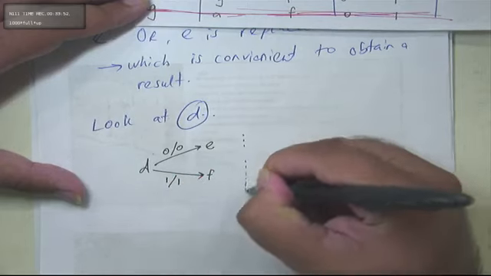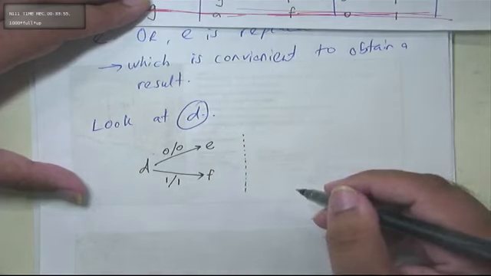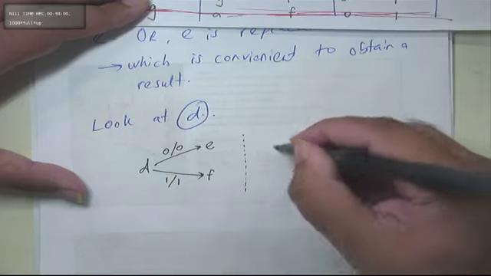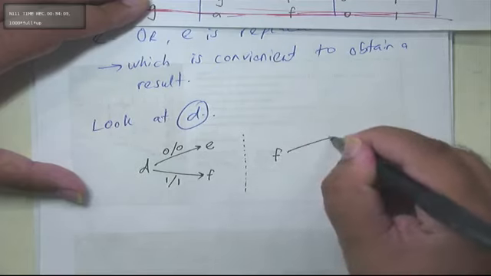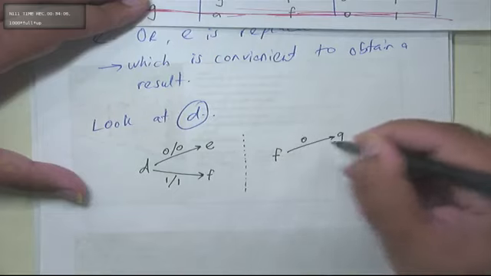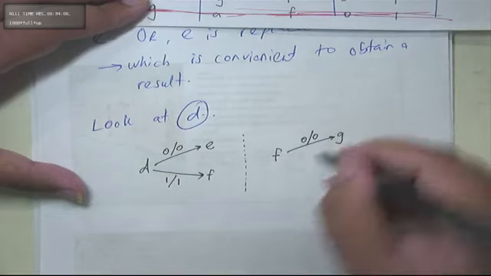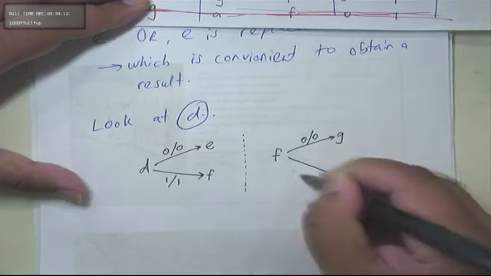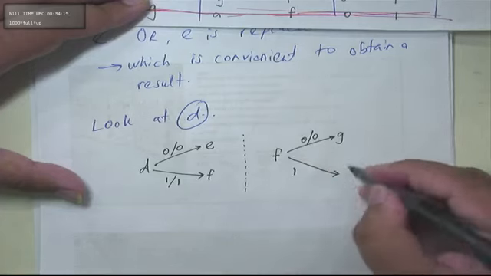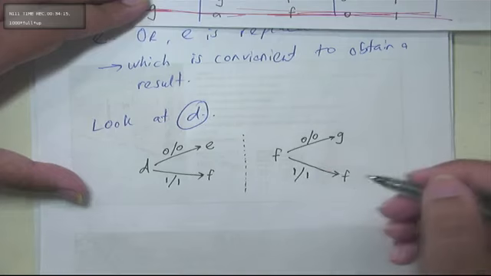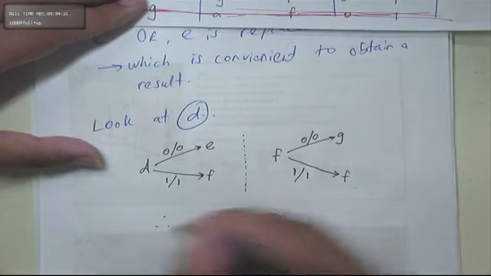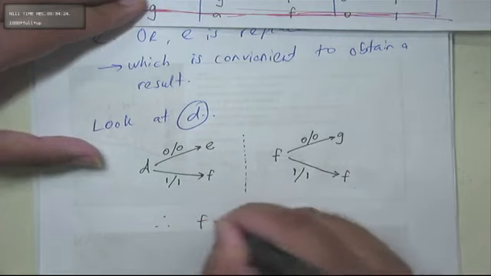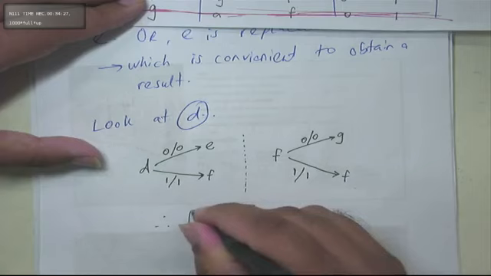On the other hand, I want you to look at F as well. If the input is 0, it goes to G and output is 0. And if input is 1, it goes to F, it goes to itself, and output is 1. What can we say therefore? Therefore, we know that F is equal to D.